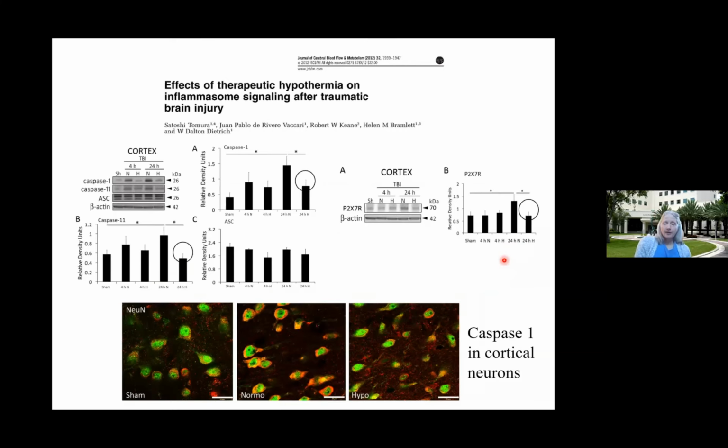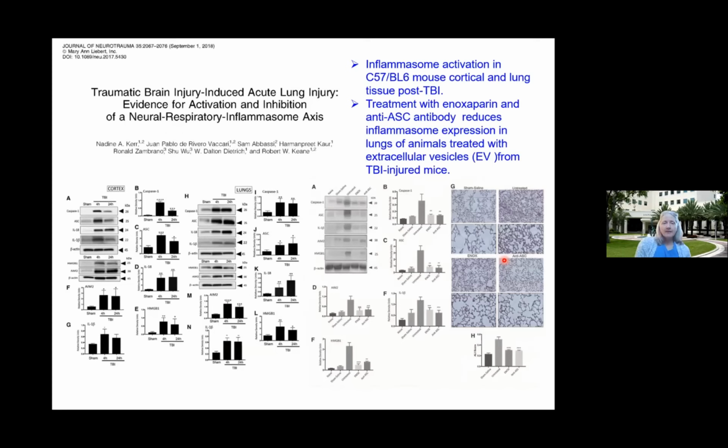So Dr. Kerr, who was a PhD student in the lab, now is a postdoc, also looked at the inflammasome. And she published really for the first time looking at traumatic brain injury induced acute lung injury. So now we're talking about TBI and affecting other organs systemically. And Nadine did a really elegant study for her graduate work looking at the neurorespiratory inflammasome axis.